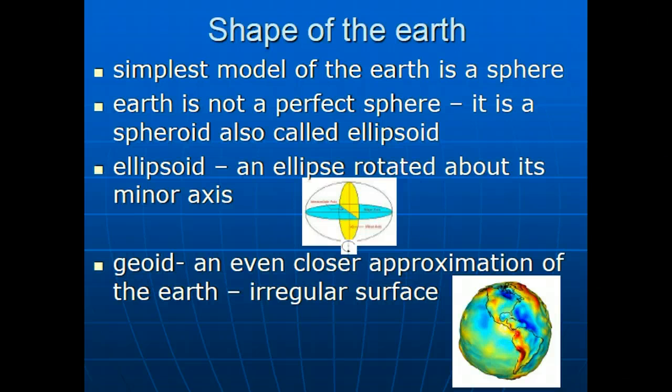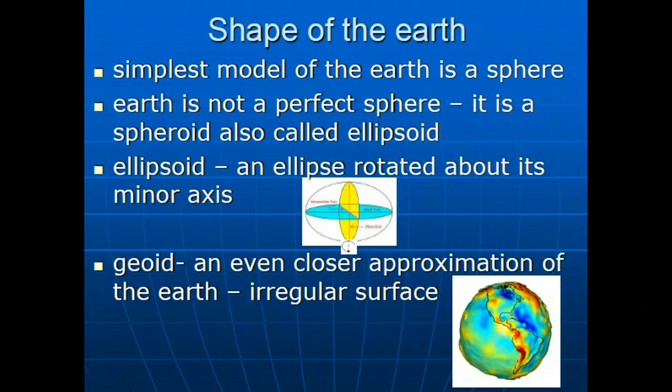In order to be successful in geospatial modeling, you must understand some of the basics about the shape of the Earth and its reference points. The simplest model of the Earth is a sphere, but the Earth is not a perfect sphere. It's a spheroid, also known as an ellipsoid. An ellipsoid is an ellipse which rotates about its minor axis.